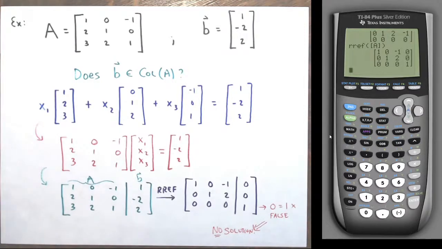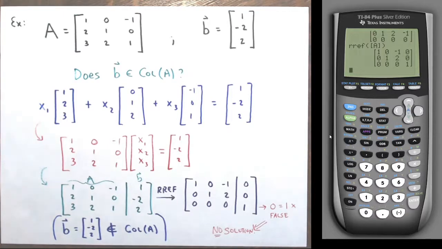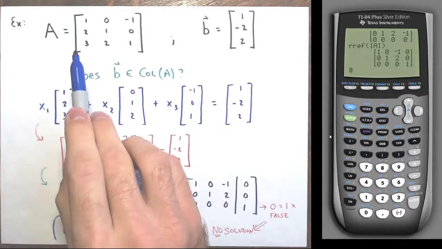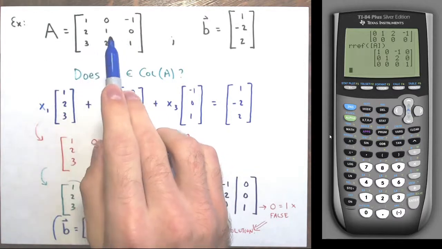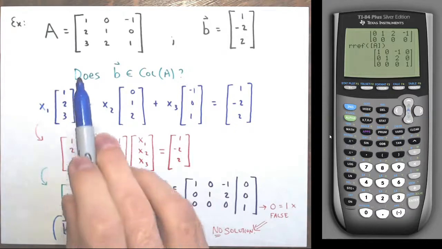So, unlike last example, b here, this vector 1, negative 2, 2, does not belong, a little slash through that, to the column space of A. So that would also tell me that the column space of A isn't R3. I said that last one. The column space of A isn't R3 because there are some vectors in R3 that aren't in it. So you could say that the set of column vectors, these 3, do not span R3, because there are vectors in R3, like this 1, negative 2, 2, that can't be written as a linear combination of these 3 vectors.